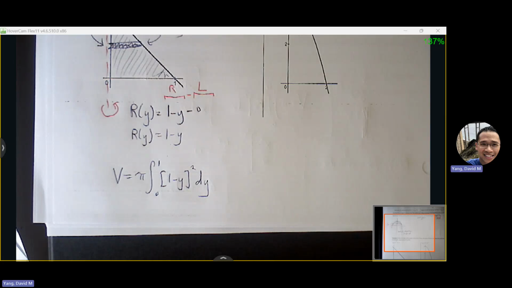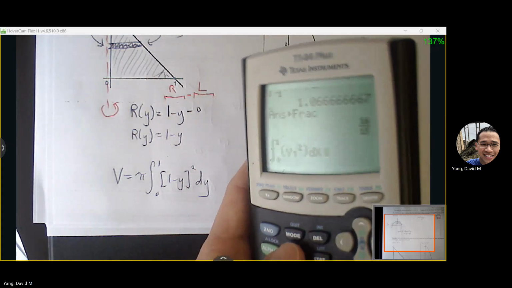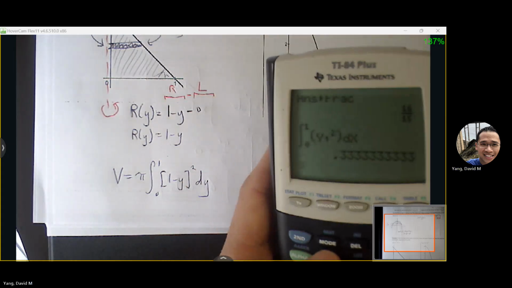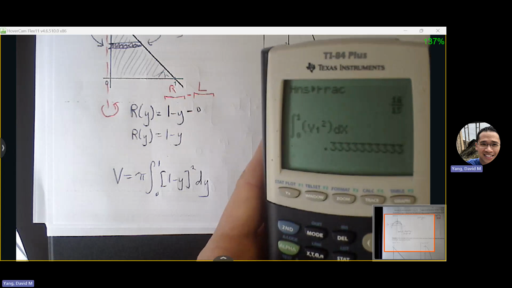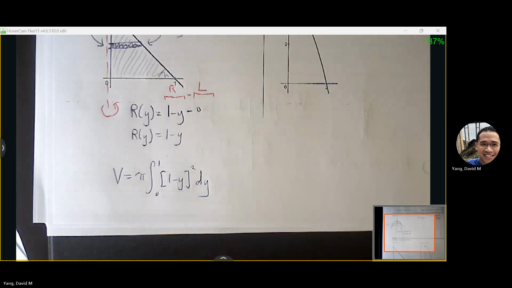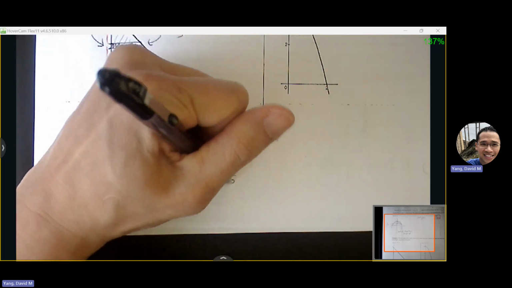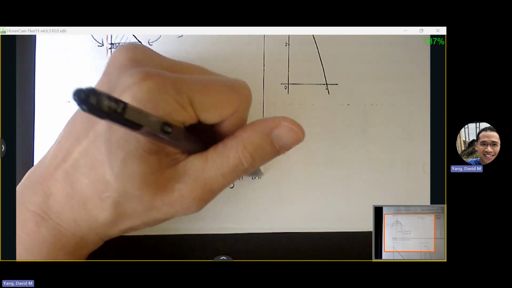Go back to your home screen, math 9, from 0 to 1. Again, leave pi out of your calculator. I'll do alpha trace y1, then I'll square it, and then dx. .333, if I do math fraction, it gets me to 1/3. So don't forget about the pi. So my volume is 1/3 pi, or pi over 3 units cubed.